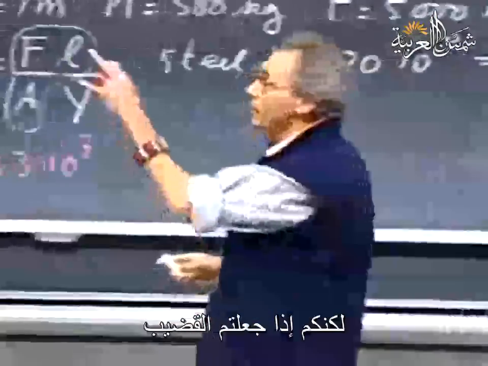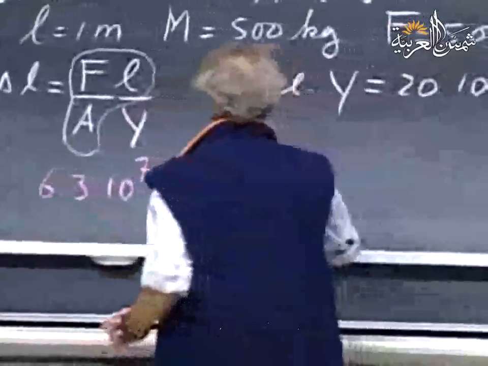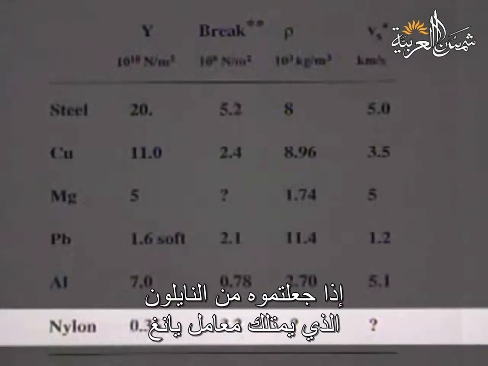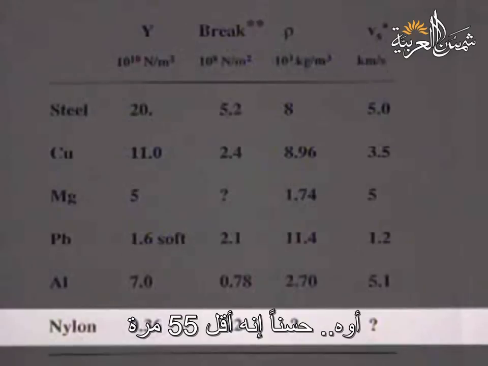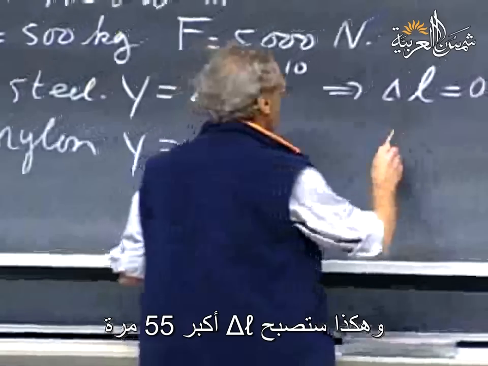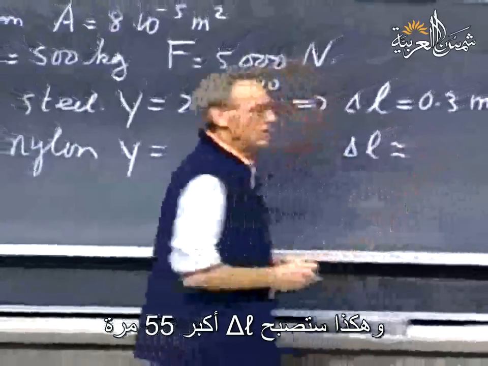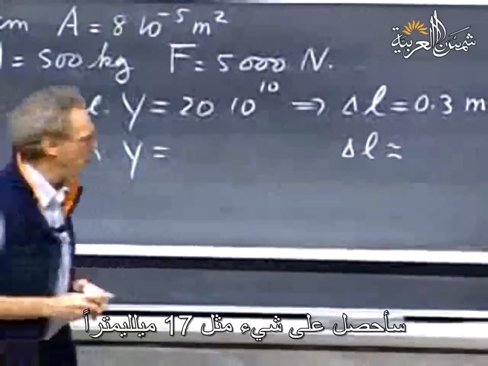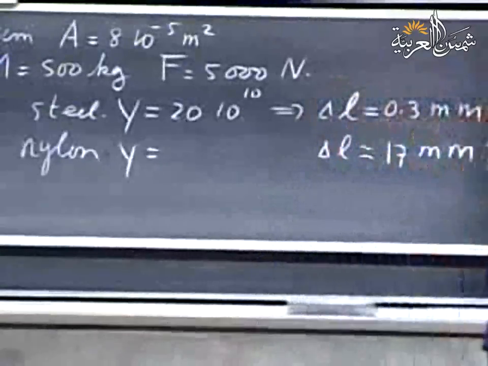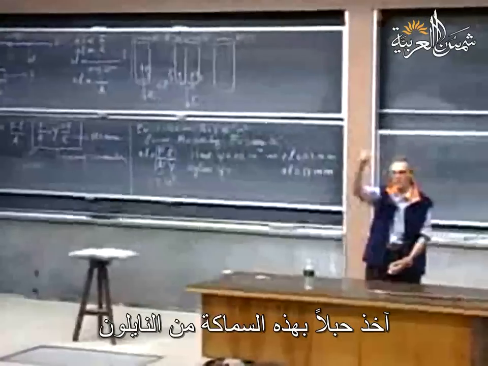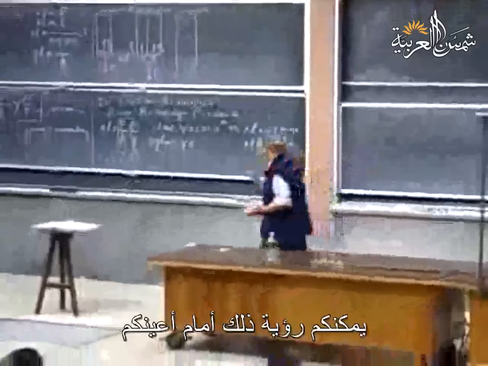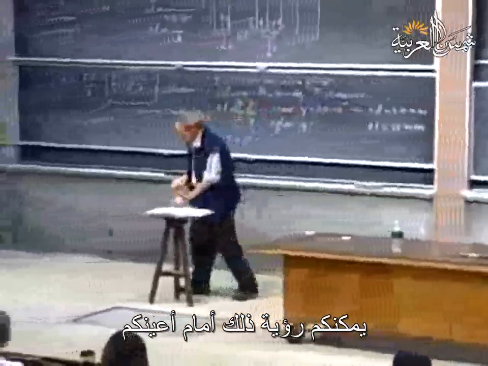However, if you make the rod, which would be really a rope, out of nylon, which has a Young's modulus that's about 55 times lower, so the delta L will then be 55 times larger, and so instead of 1/3 of a millimeter, I will get something like 17 millimeters. And that you can see with your naked eye. I take a rope of nylon, I hang 500 kilograms on it, and I will see it gets longer by 1.7 centimeters. You can see that right in front of your eyes.